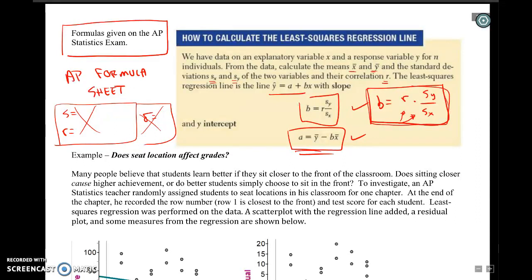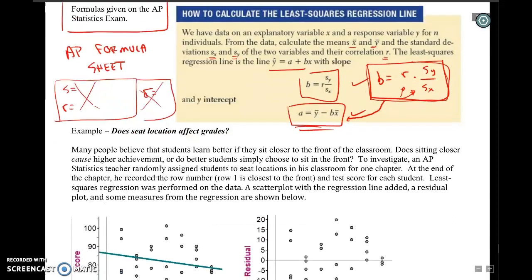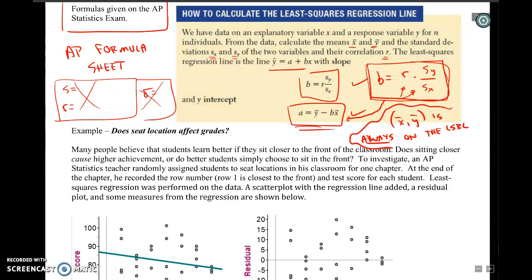And then once you have the slope, you can find the y-intercept by using this formula here. And there is an important point I want to mention here. When you have a linear regression equation, you're guaranteed that that line is going to go through the point. Let me write it down. x bar, y bar is always on the least squares regression line. You're not guaranteed that any data point is on the least squares regression line. However, the mean of your x's and the mean of your y's will be guaranteed to be on that least squares regression line.